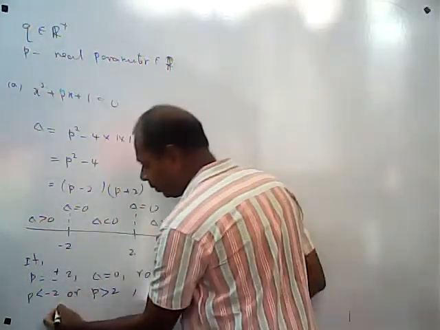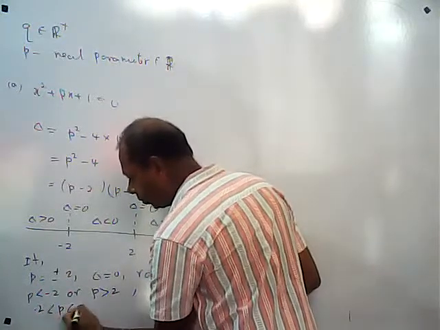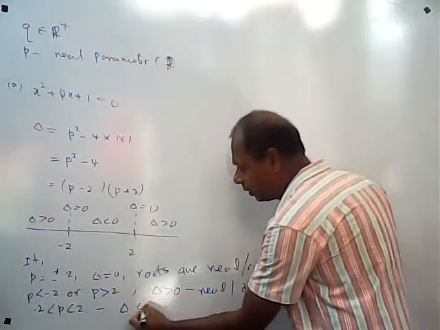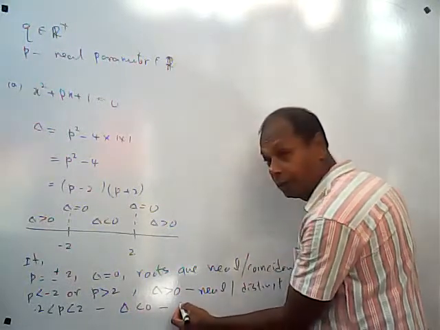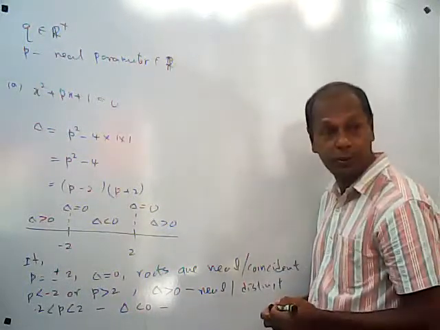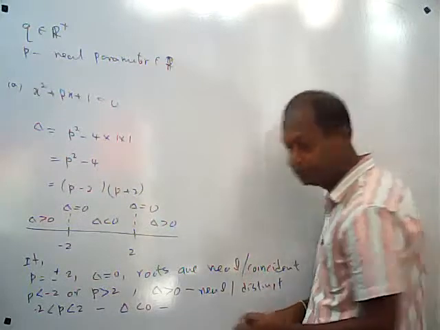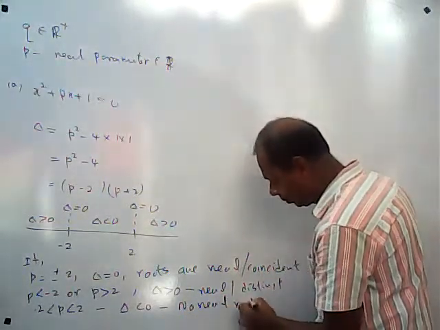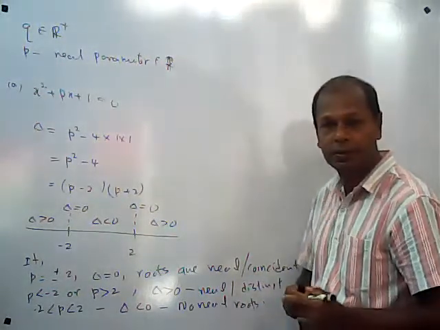Between minus 2 and plus 2, delta will be 0. Delta is less than 0. Roots are what? What about roots? No real roots. No real roots. Right.